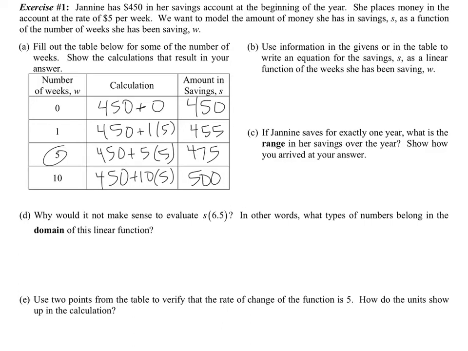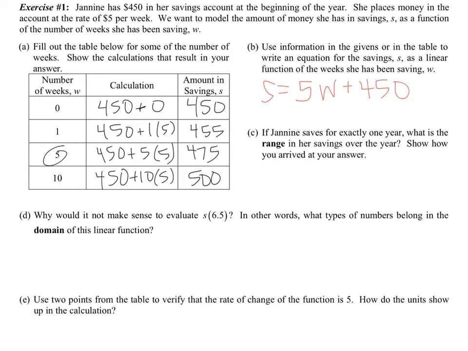So use information in the givens or in the table to write an equation for the savings S as a linear function of the week she's been saving W. So her savings is always something times W plus something. Well, we know that she's getting $5 per week, and she started with $450.